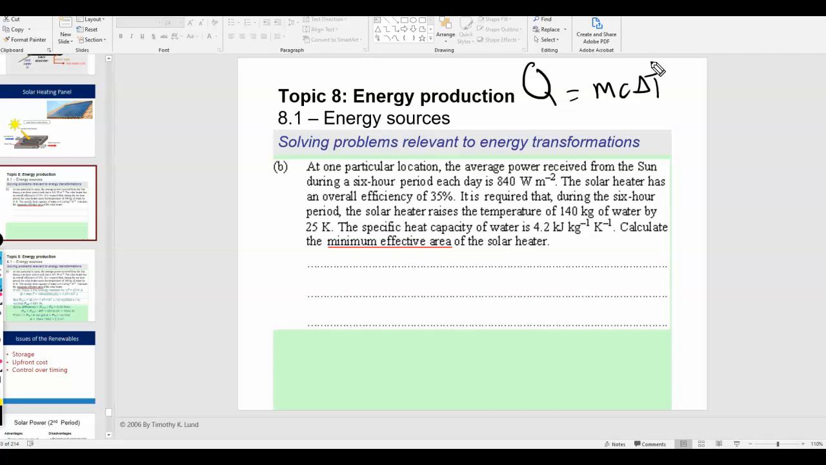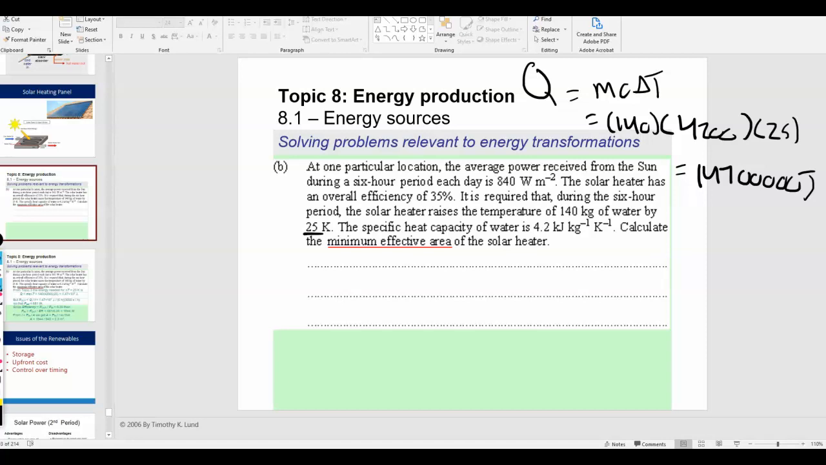That's my first instinct. I know the mass of the water. I know the specific heat capacity of the water is 4.2 kilojoules, that's 4,200 joules per kilogram Kelvin. And I know that the temperature has to be increased by 25 Kelvin, so delta T would be 25. Keep in mind that the calculation I'm doing applies over a 6-hour period. So this takes 147,000,000 joules of energy to heat this water up this much.